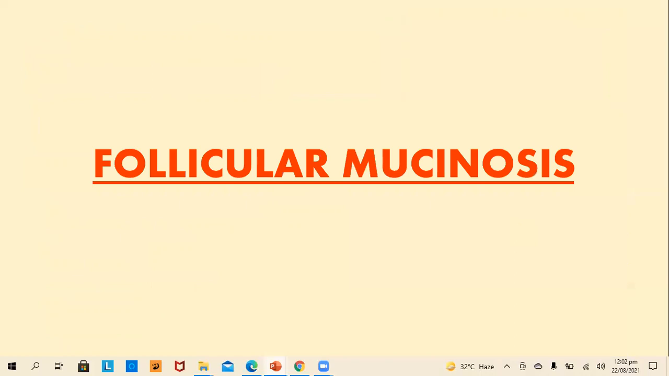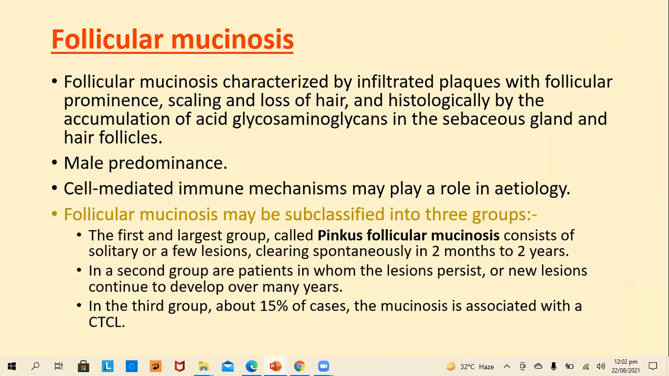Focal mucinosis. Among the focal mucinosis, the first and foremost is the follicular mucinosis that is characterized by infiltrated plaques with follicular prominence, or you can say the mucin is infiltrated in the follicles with scaling and loss of hairs, histologically by accumulation of acid glycosaminoglycans in sebaceous glands and hair follicles. There is male predominance. Cell-mediated immune system plays a role in etiology.